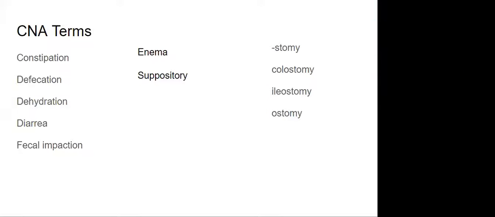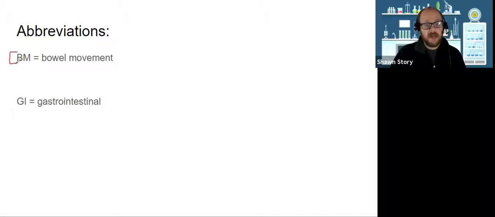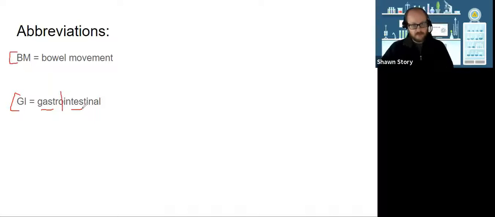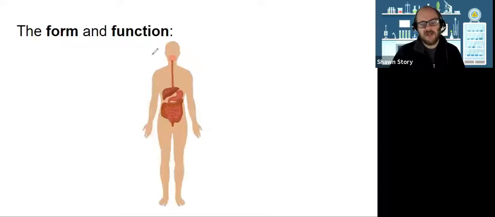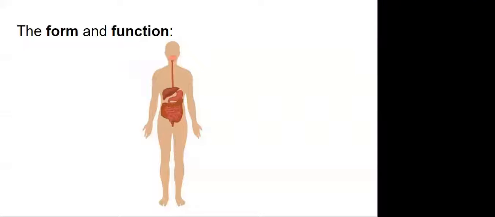All right. And then abbreviations. The big ones for the CNA training are BM for bowel movement, and GI is gastrointestinal, which is the scientific word for what we're talking about. That lower part of the digestive system from the stomach down is your gastrointestinal. All right, any questions about our digestive system? Are you ready to move on to our respiratory system? Ready? Yep. Let's move on.